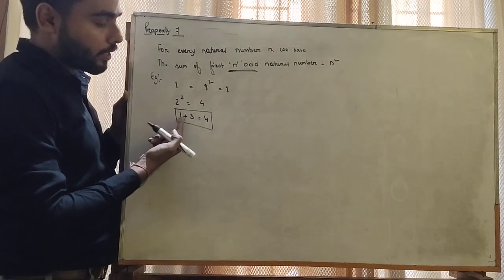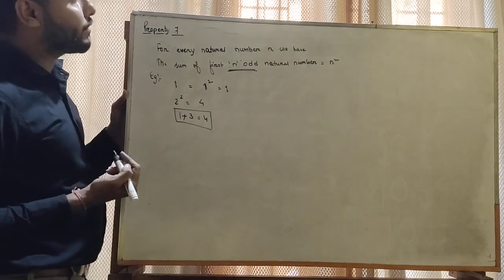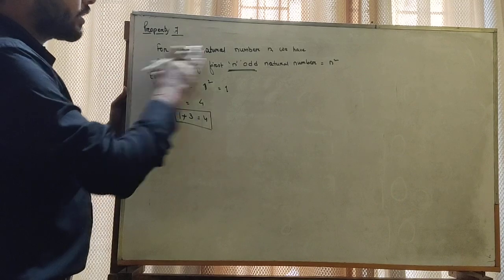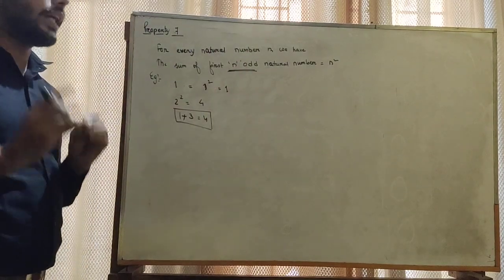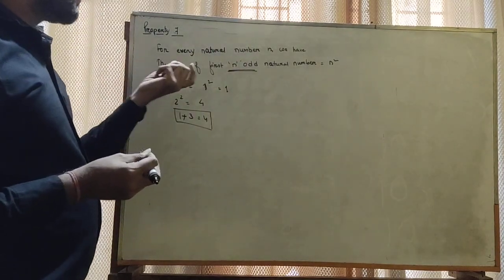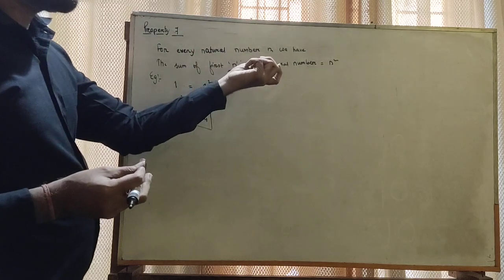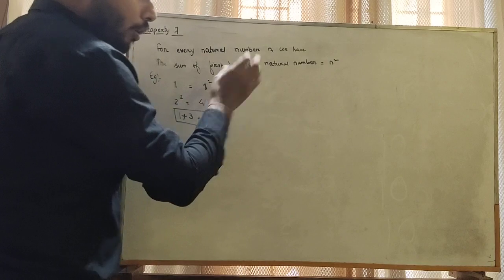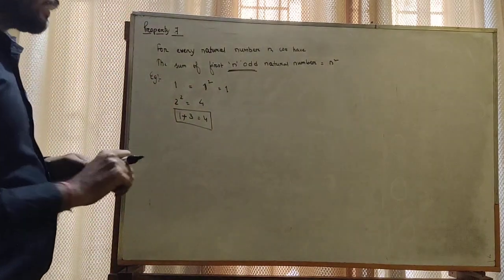For example, the first two odd numbers are 1 and 3, so you got 4, but you know 2 square is also 4. So therefore the statement says, for every natural number n, the sum of the first n odd numbers is equal to n square. Meaning finding the square of that number and adding that many first odd natural numbers will both come out the same.